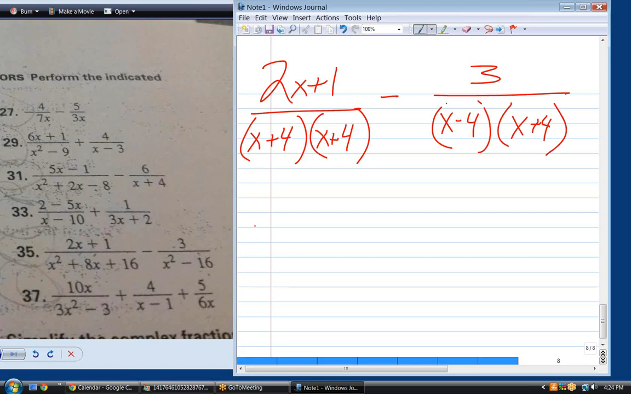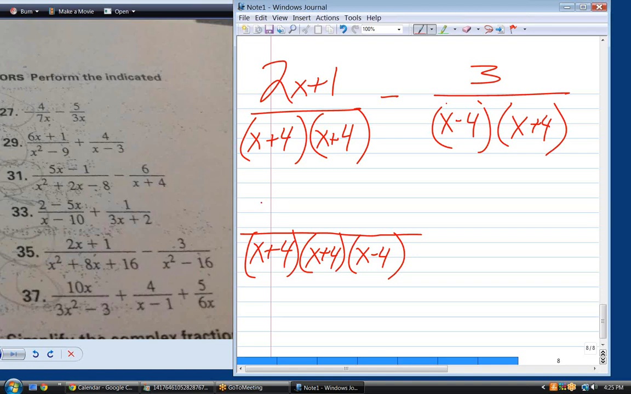So what common denominator would be divisible by both of these denominators? It would be x plus 4, x plus 4, x minus 4. Very good. So what goes top left? Write it in factored form. So already factored. Yeah, don't multiply it together yet. Let's make sure we do every step.